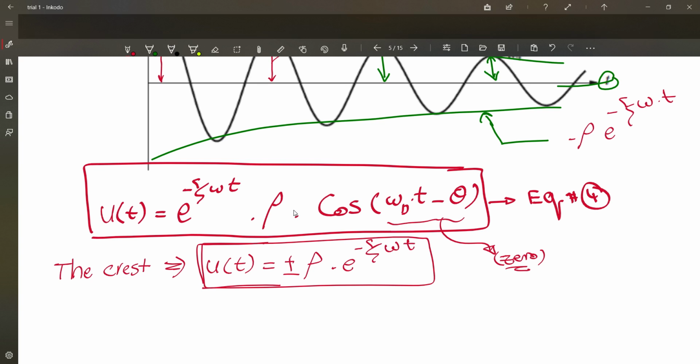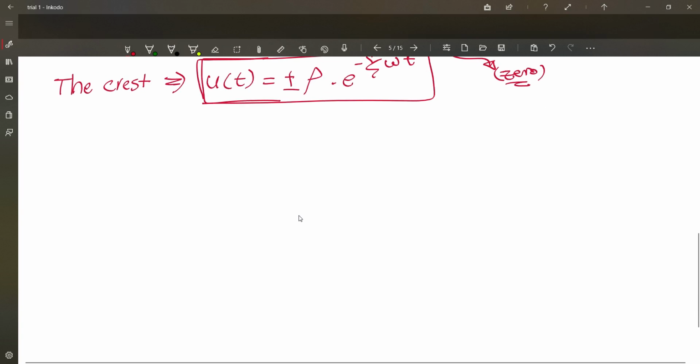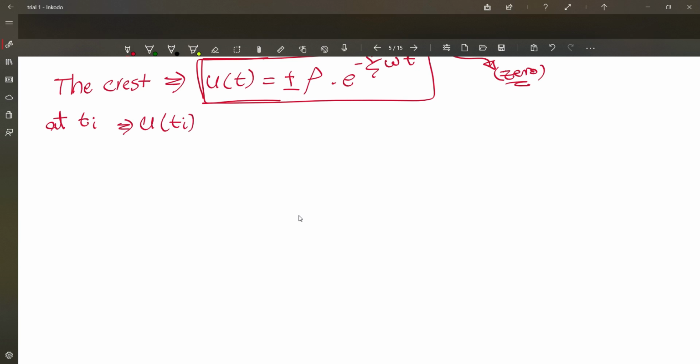Okay, so let's go now at time t i, any point t i. Our equation of motion, u of t i, is going to be rho e to minus psi omega t i, right?